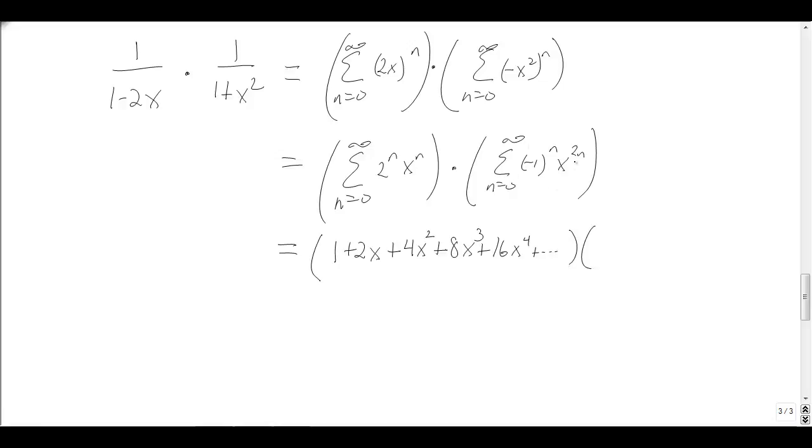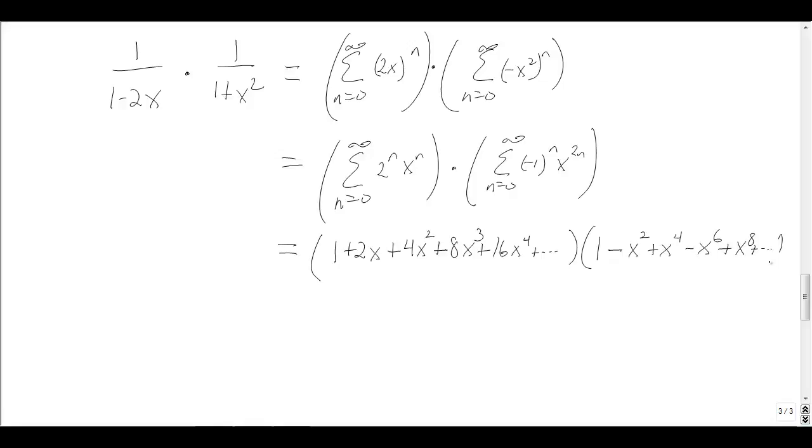And then this second series, when n is 0, I'll get 1. Then when n is 1, I'll get a negative, and it'll be minus x squared plus x to the 4th minus x to the 6th plus x to the 8th, and so on. So for the first 3 terms, what I'm going to do is look for a constant term.